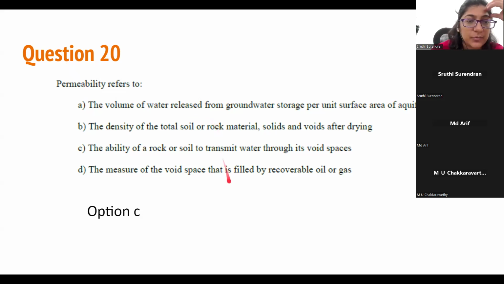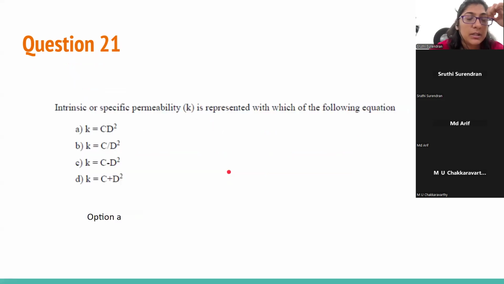So yes, let's move on to the next question. Intrinsic or specific permeability is represented with which of the following equations? Okay, I've already given the answer. So this is a new concept that probably we haven't discussed. So it is option A, CD square.